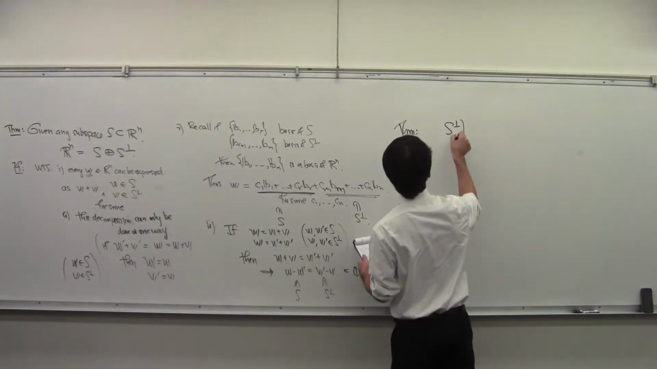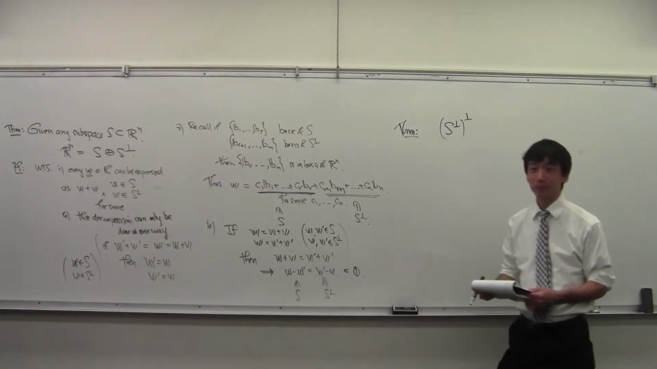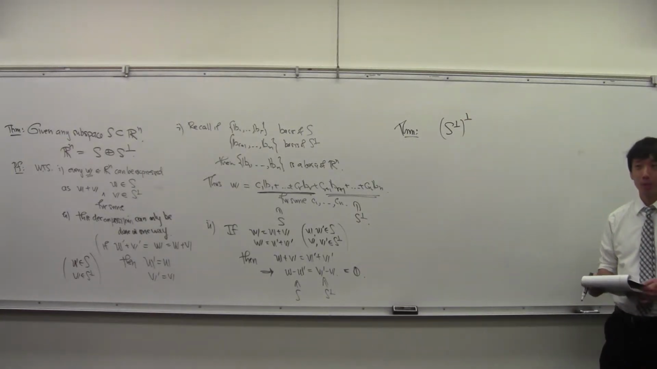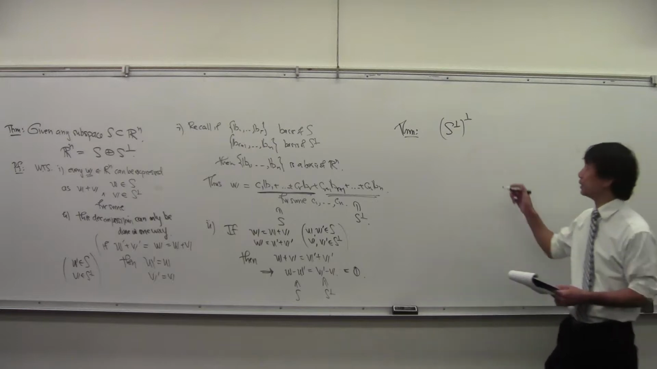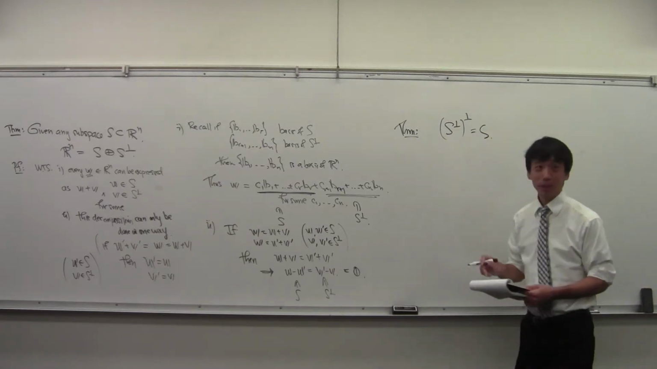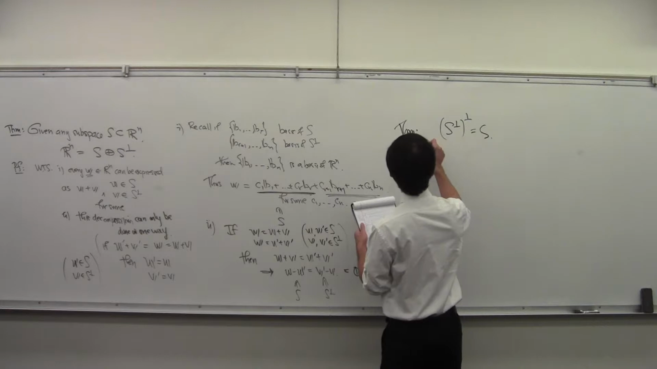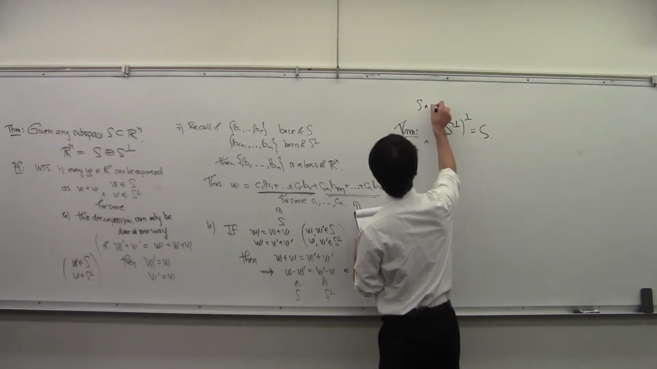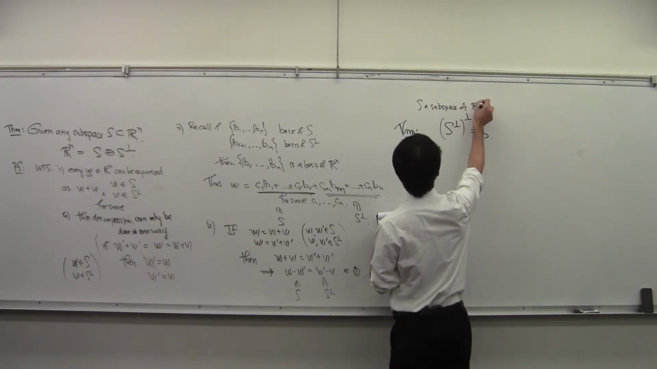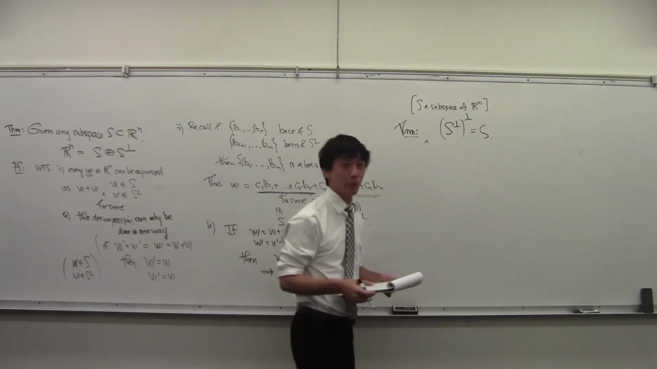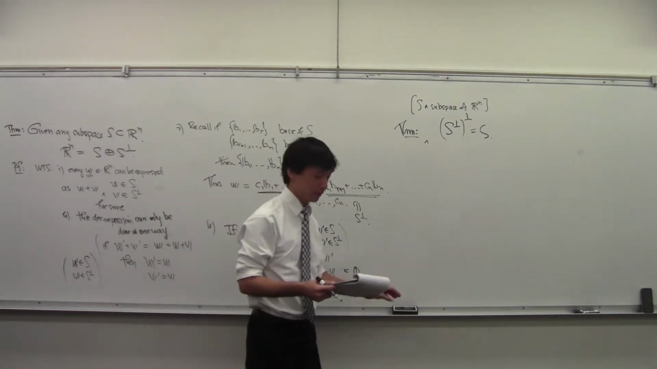Okay, so the next thing we're going to talk about is the orthogonal complement of the orthogonal complement. What do you think about the orthogonal complement of the orthogonal complement? Yeah, I think it would be the original. You think it'll be the original? Yeah. In fact, that's what happens. So if S is a subspace of Rn, then the orthogonal complement of the orthogonal complement equals S.